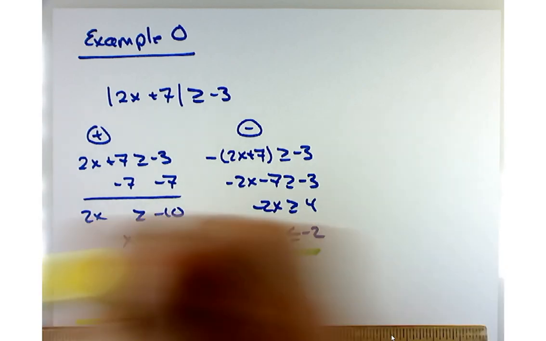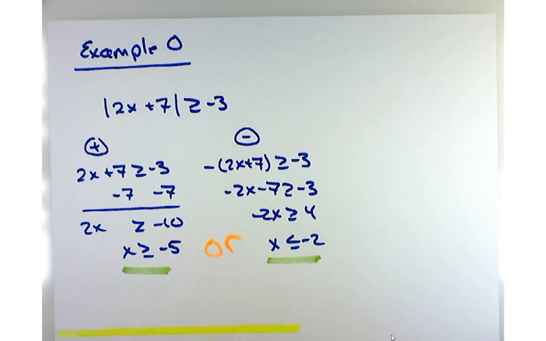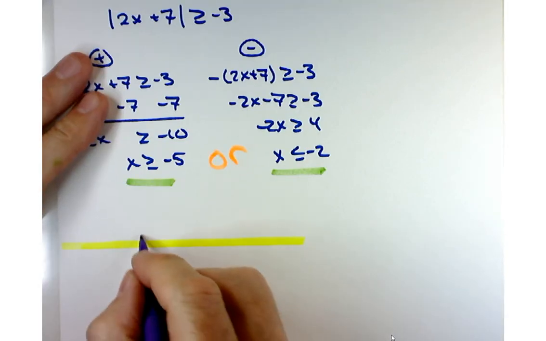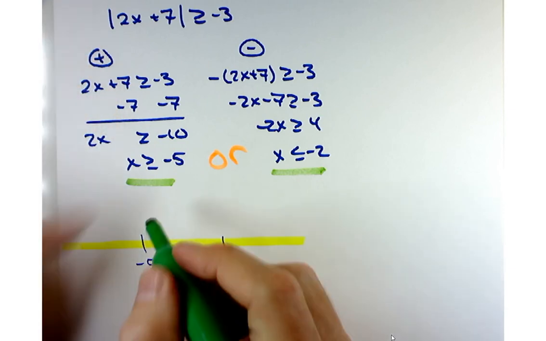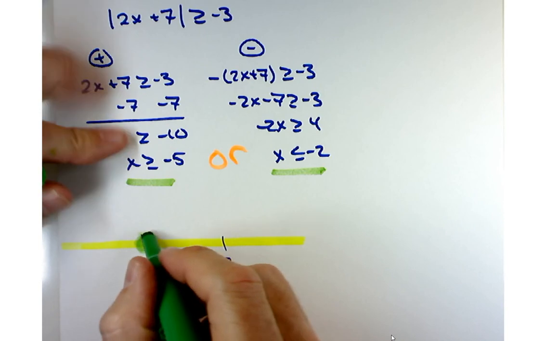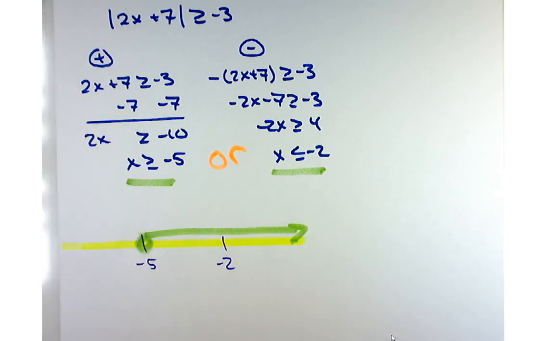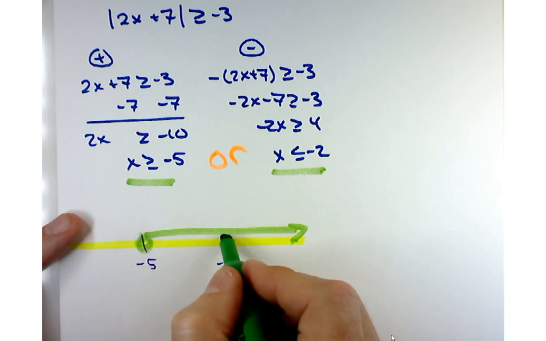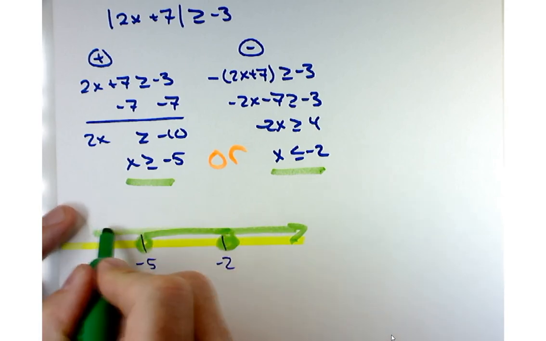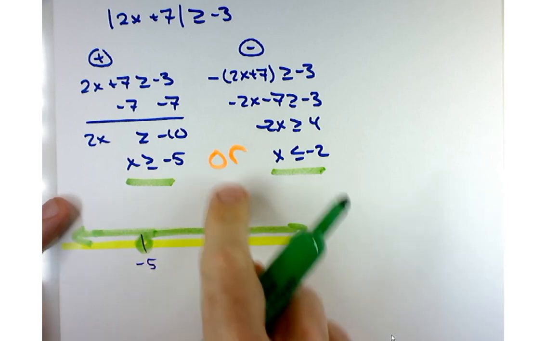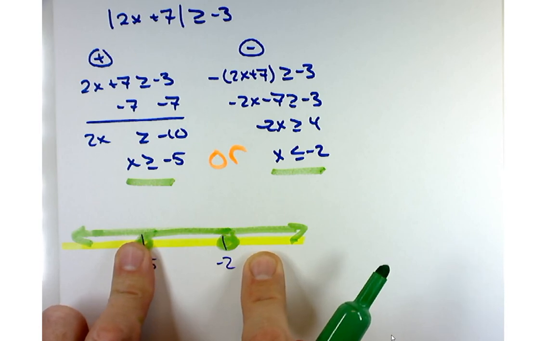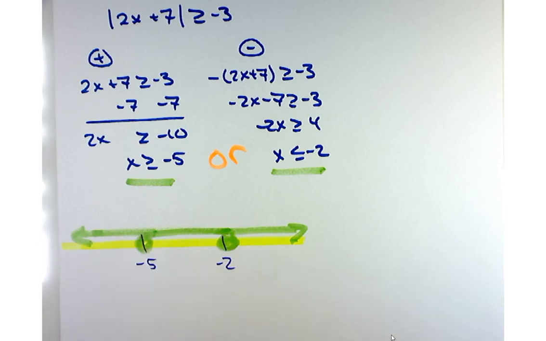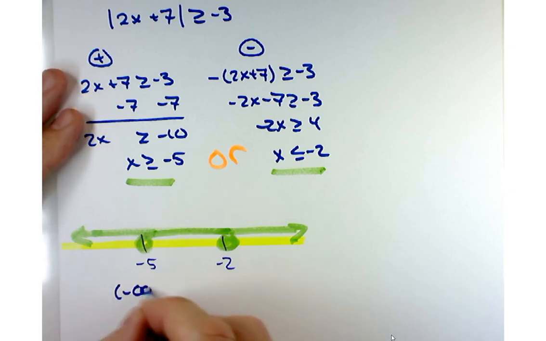So let me draw a little graph here for ourselves. And we've got a couple numbers here, negative 5 and negative 2. X is greater than or equal to negative 5 is going to be everything to the right. X is less than or equal to negative 2 is going to be everything to the left. So I've got this or this. What's it saying overall? What's my solution? What's graphed? Everything. Nice. Everything. Negative infinity to infinity.